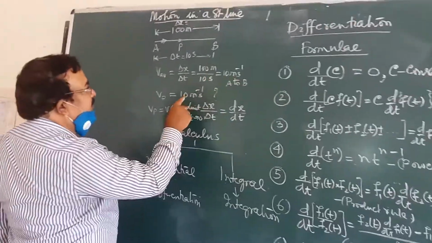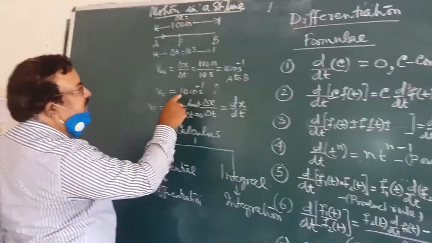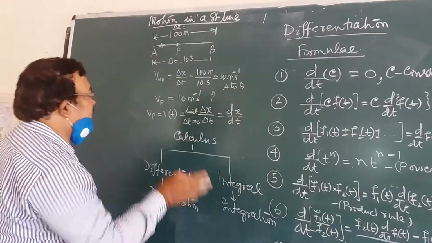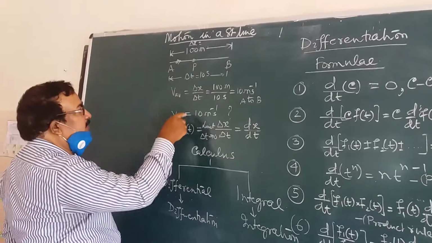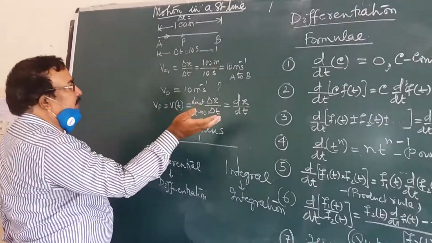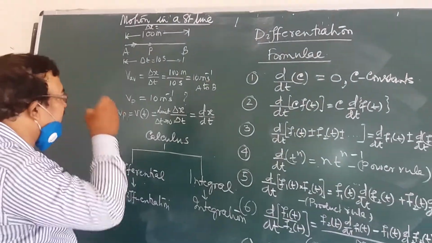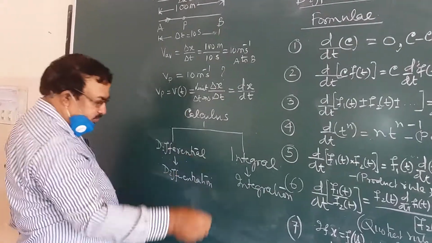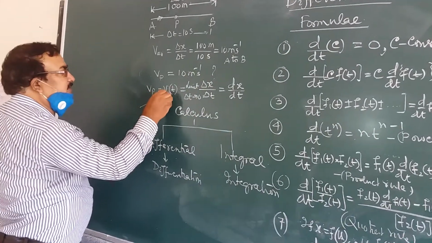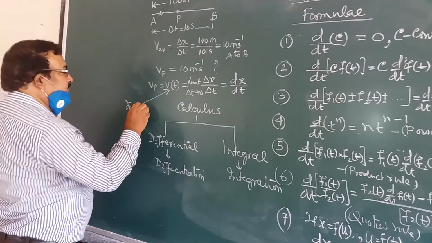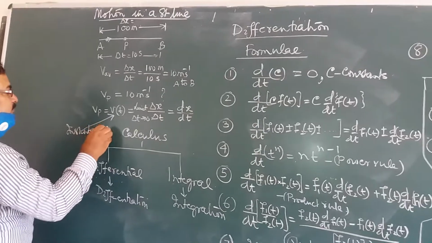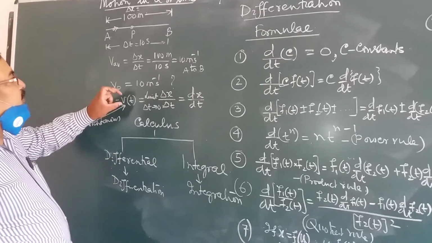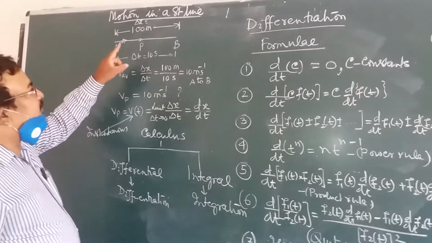Direction may be fixed, but the magnitude, is it necessary that it should be equal to the average value? Average value is never accurate. So we expect that it may be equal, may not be equal. So for more accuracy, we need a concept, we call it instantaneous velocity. Instantaneous velocity is the velocity of an object at a particular instant of time.